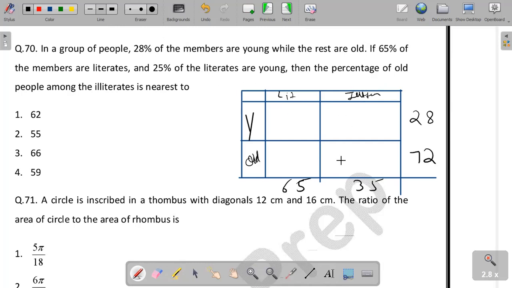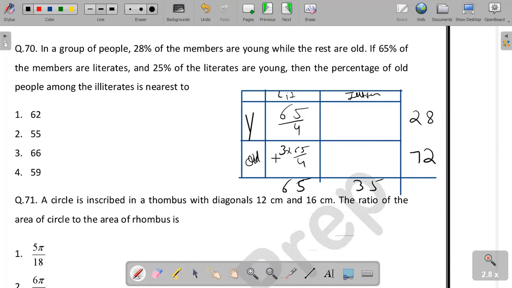25% of the literates are young. So this would be 3 into 65 by 4. Perfect. Because this is 1/4, then this should be 3/4 to complete it, 65. And the percentage of the old people among the illiterates. Old people among the illiterates.